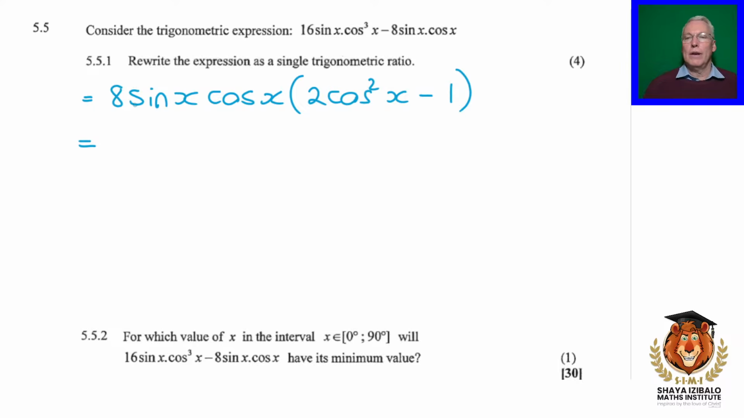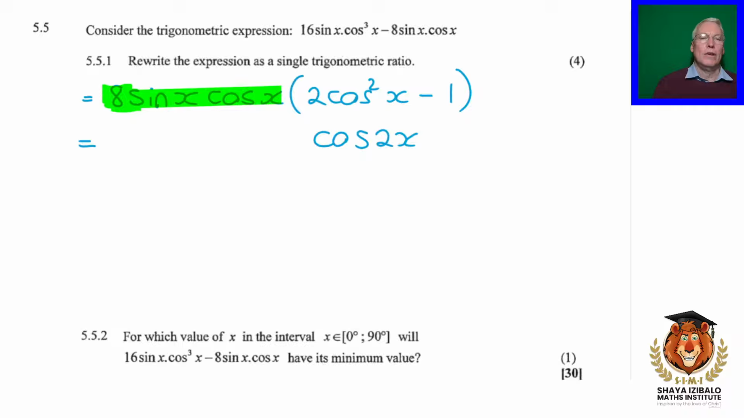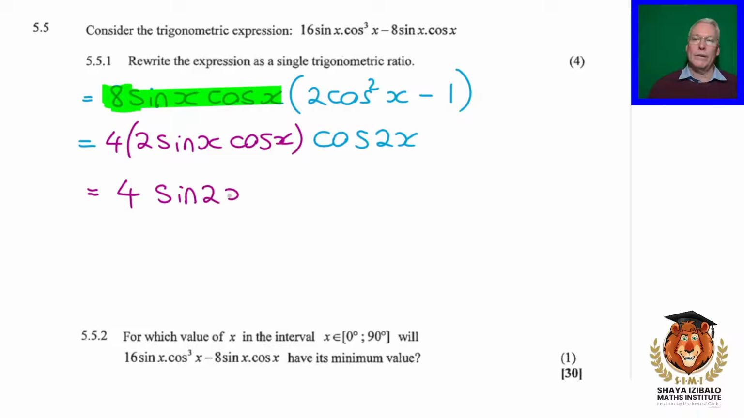So we've now got cos 2x over here. What is this green stuff here sort of looking like? It's sort of looking like the double angle formula for sine. Do you agree that we could write this as 4 lots of 2 lots of sine x cos x? And that is in fact sine 2x. So now what we've got is 4 sine 2x cos 2x. But in fact, once again, this is kind of looking like the double angle formula for sine.